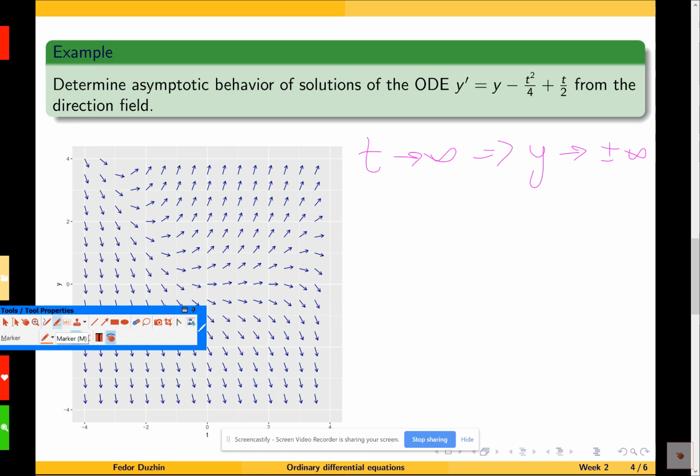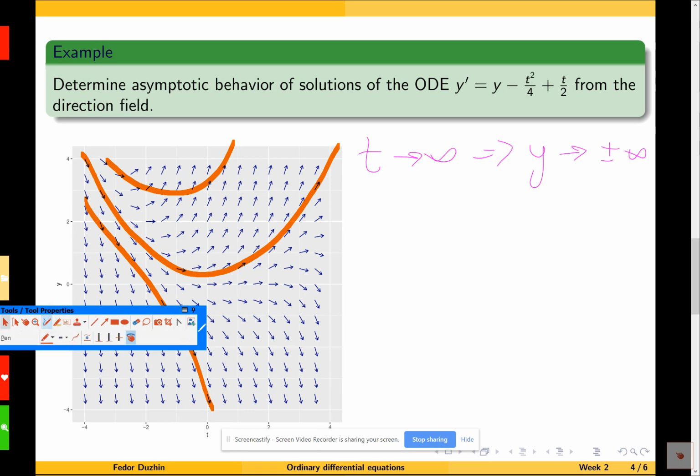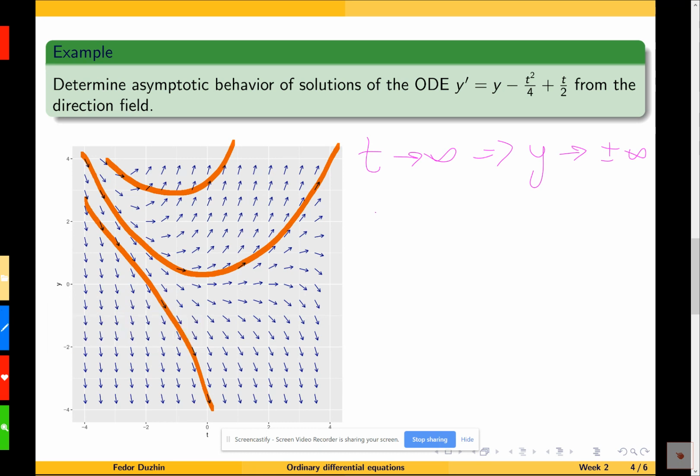So, if we're here, then it goes to plus infinity. If we're here, it goes to minus infinity. But there is kind of a parabolic pattern in between them. You see that this parabola is a solution, and all other solutions, as t goes to infinity, drift away from this parabola. So there is a certain parabola that is a solution, a certain quadratic function.